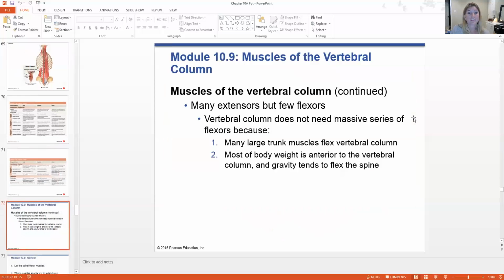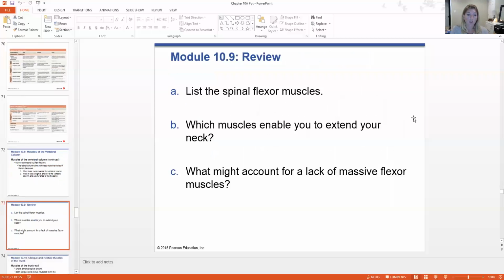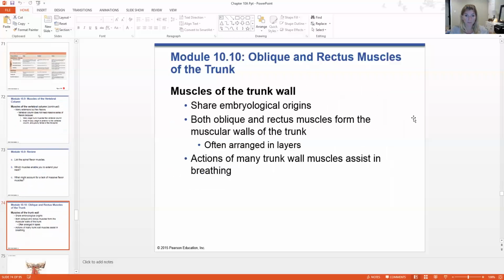There are extensors and few flexors of the vertebral column because the large trunk muscles will allow you to flex the vertebral column. Most of the body weight is anterior, on the front side, so gravity tends to flex the spine, like pull us forward instead of hyperextending, just because more weight is in the front. You can pause the video here, go back and review.